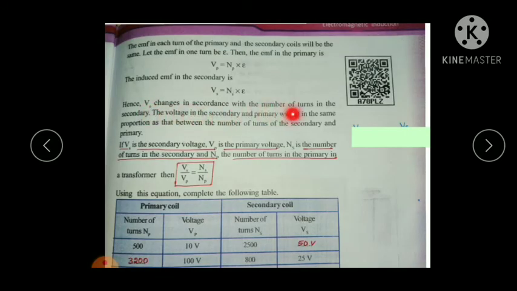So the number of turns and voltage are directly related. Vs, in the numerator you can see voltage of the secondary, and here the number of turns in the secondary, and in the denominator you can see voltage in the primary and number of turns in the primary. So Vs by Vp is equal to Ns by Np. You have to remember this equation. Based on this equation, we have to solve some problems.